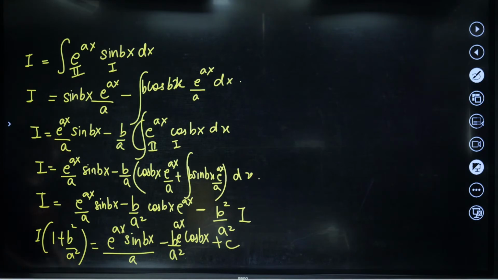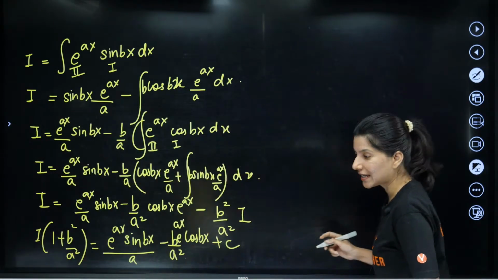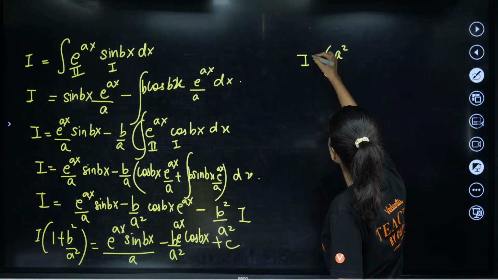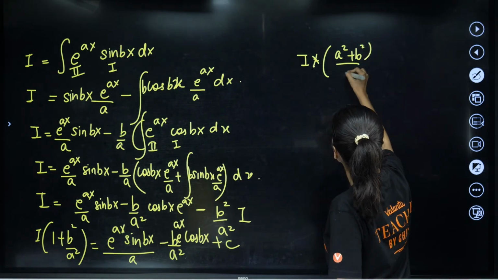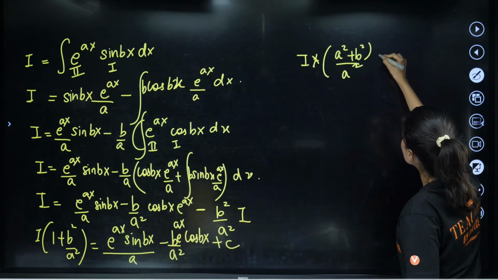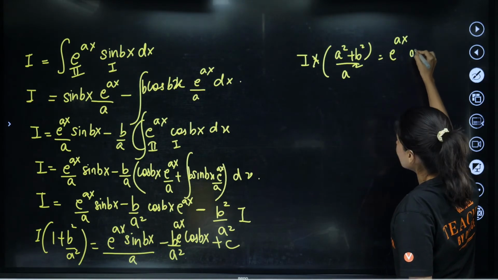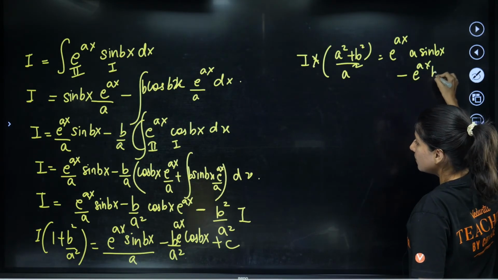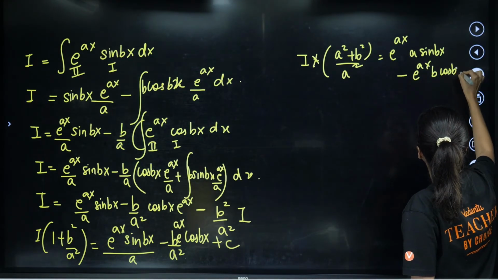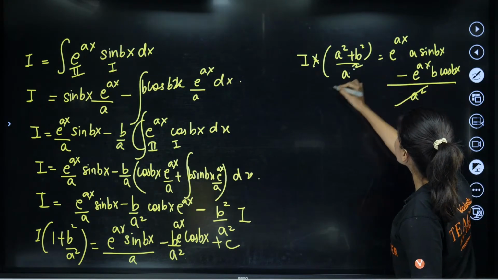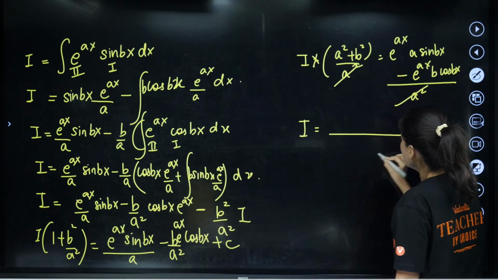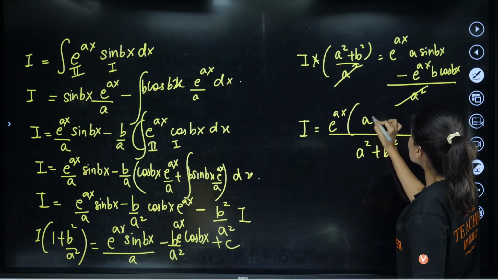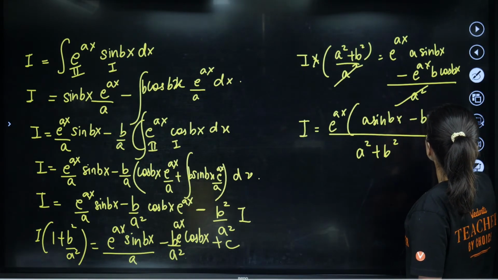Correct. Yes. If you take LCM, what will you get? If you take LCM, it is going to be I, and a square plus b square upon a square. Also take LCM over here. So e to the power ax a sin bx minus e to the power ax b cos bx upon a square. A square cancels. So I will be equal to e to the power ax taken common, upon a square plus b square, times a sin bx minus b cos bx.